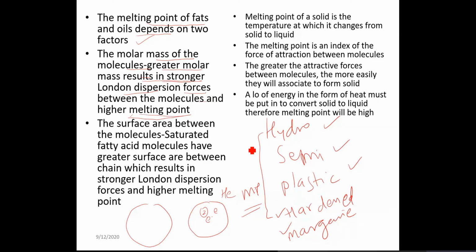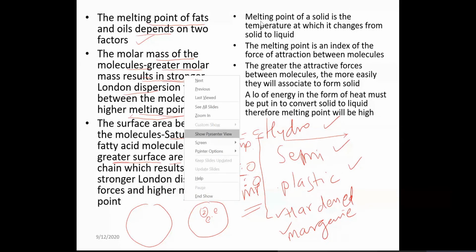This is also applicable in the case of fats. If you have more carbon atoms, the melting point will be higher. Suppose you have a 16 carbon chain, like 16:0. The melting point of this molecule will be lower than an 18:0. So the longer the chain, the higher the melting point. Also, the surface area between the molecules: saturated fatty acid molecules have a greater surface area between the chains, resulting in stronger London dispersion forces.